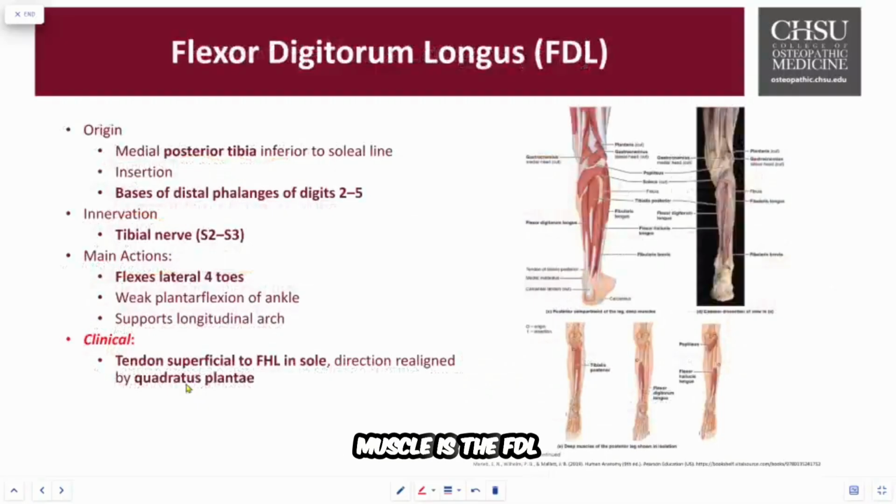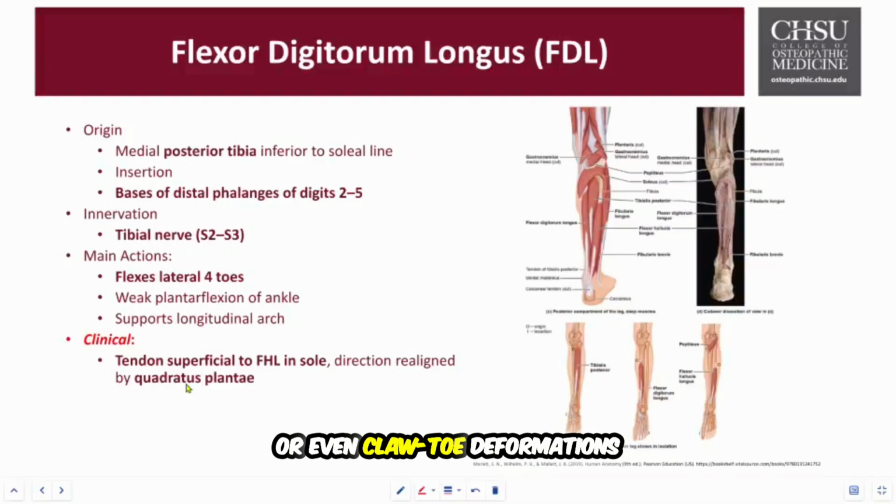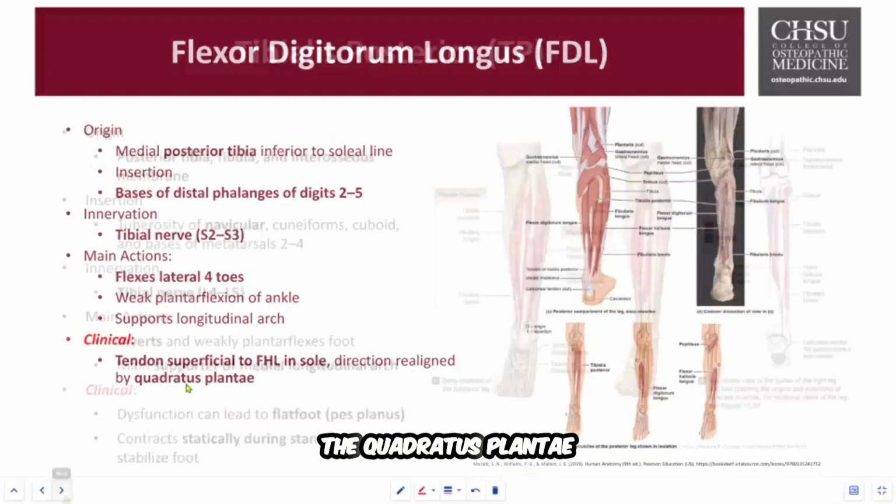Next muscle is the FDL, flexor digitorum longus. FDL arises from the posterior tibia and inserts onto the distal phalanges of digits 2 to 5. Clinically, FDL dysfunction affects toe flexion, especially in conditions like pes planus, what we call flat foot, or even claw toe deformities. It should be noted that because it lies superficial to the FHL in the foot, it is realigned by the quadratus plantae.